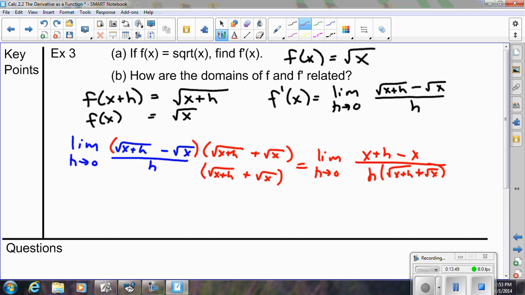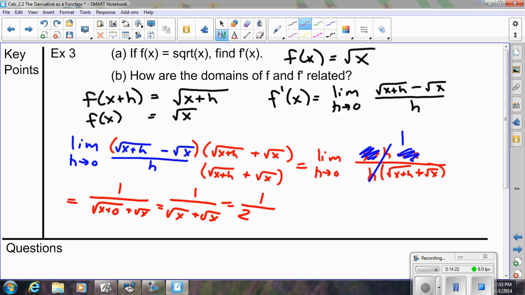And now we could start simplifying. x minus x would cancel. That gives us just h over h, which cancels, leaving a 1 in the numerator. When we apply direct substitution for this limit, we'd get 1 over the square root of x plus 0 plus the square root of x, which we could simplify to root of x plus root of x. And in our denominator, there are 2 of them. So there we go. We have found f prime of x.